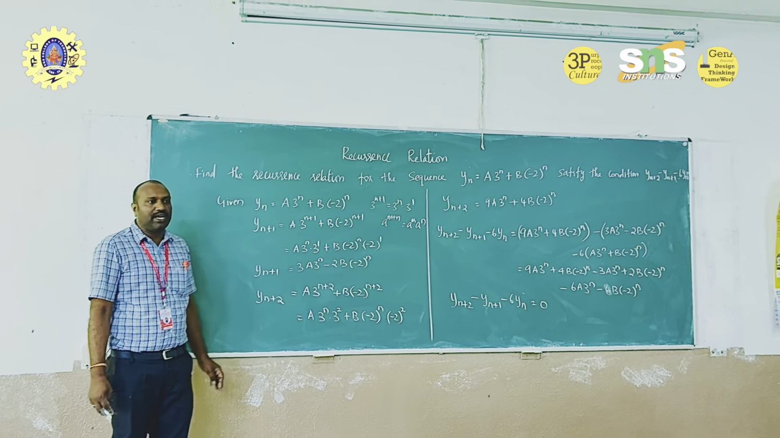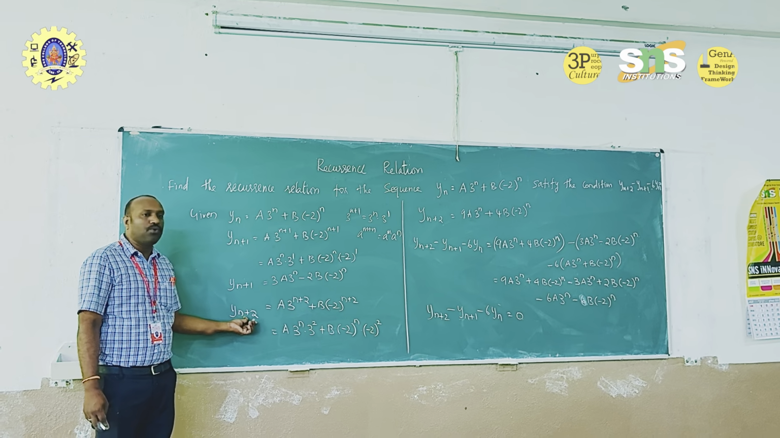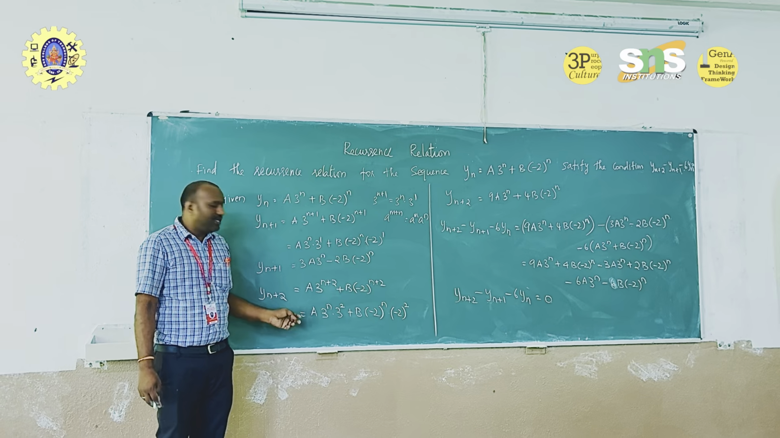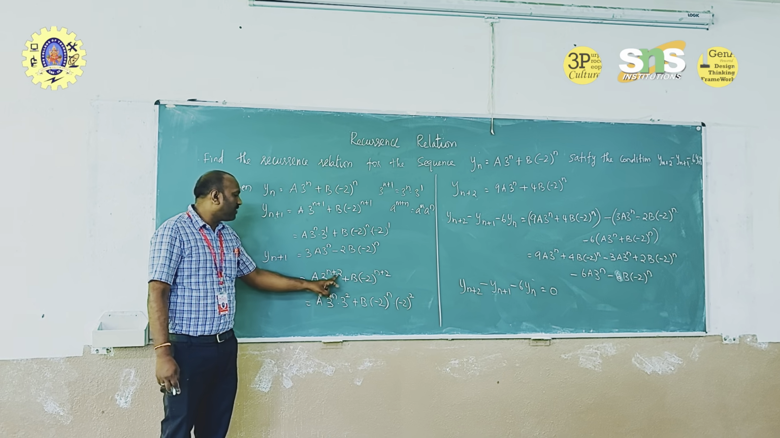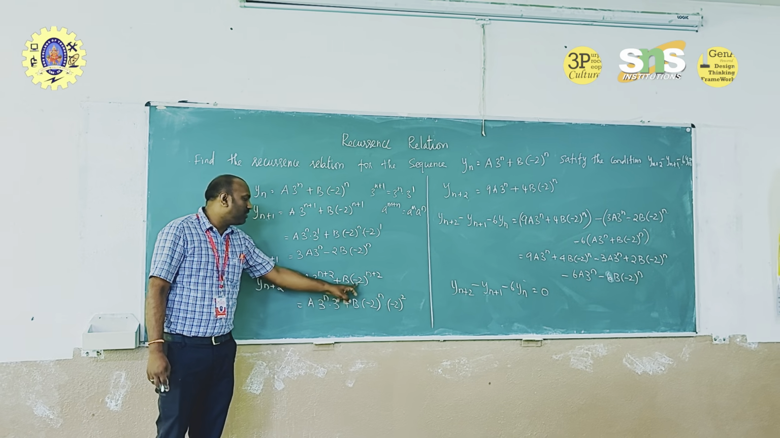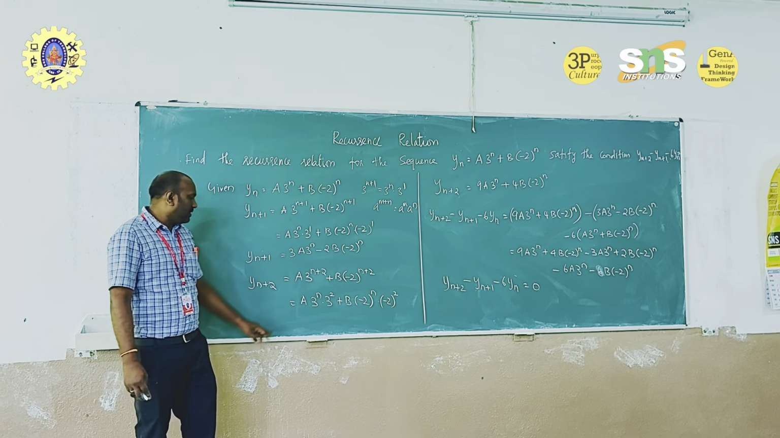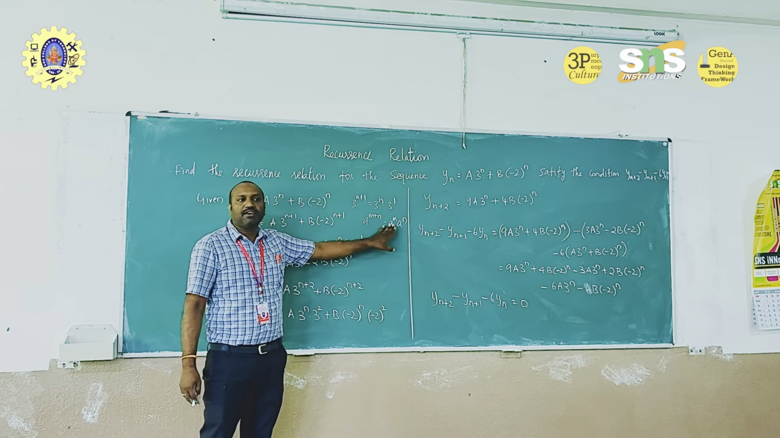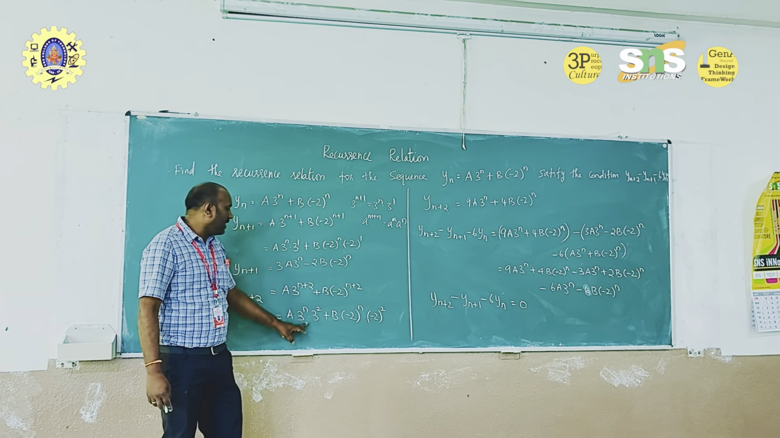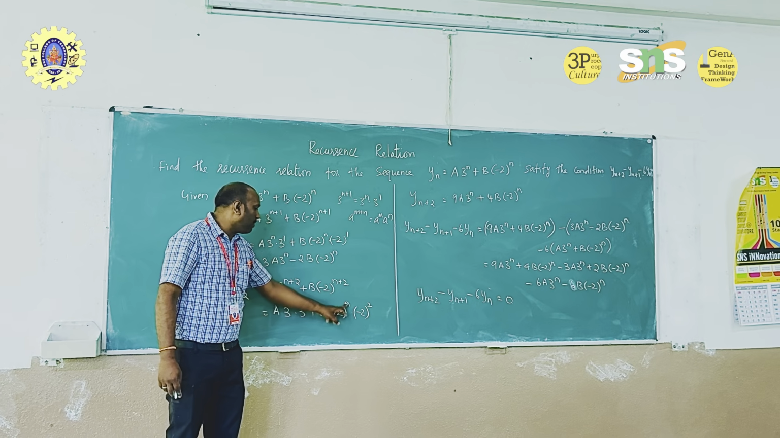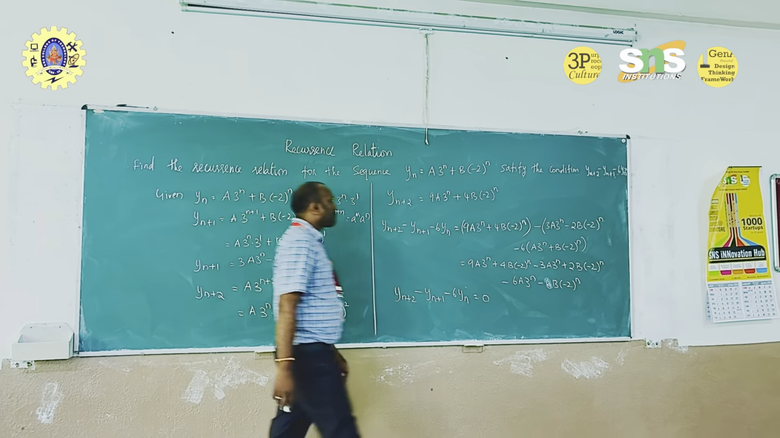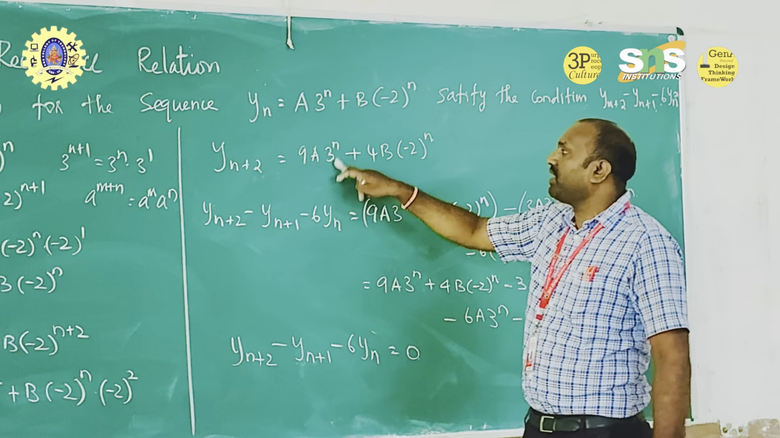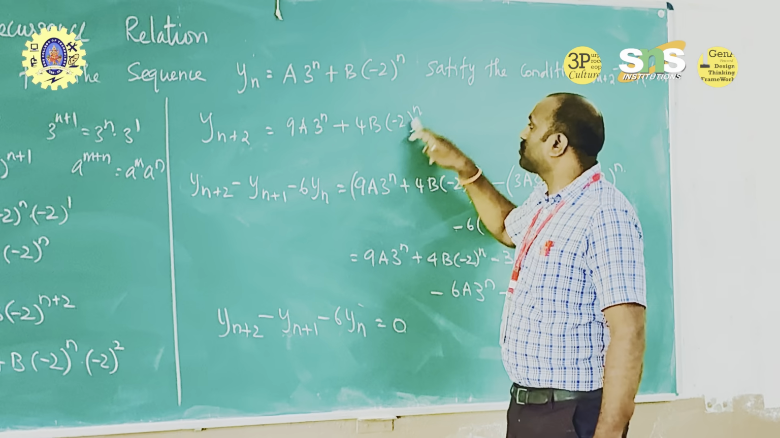Next, to satisfy the condition, we need y(n+2). So we apply y(n+2) = a·3^(n+2) + b·(-2)^(n+2). Then a·3^n into 3^2 as per the algebraic formula, plus b·(-2)^n into (-2)^2. So y(n+2) = 9a·3^n + 4b·(-2)^n.